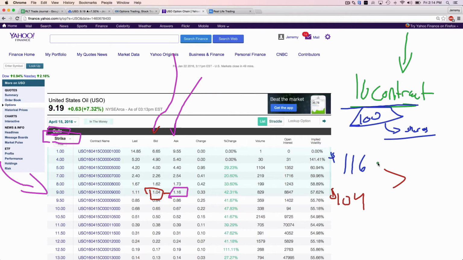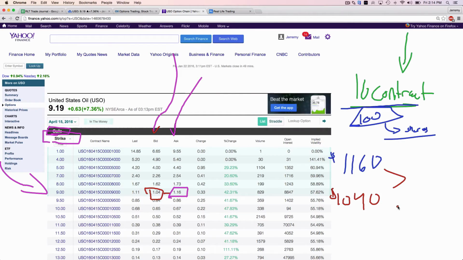Now that can increase if you bought 10 contracts. You would spend $1,160, and then immediately you'd be in the hole. What is that? $120. Immediately upon buying it, you're losing $120 if you bought 10 contracts.